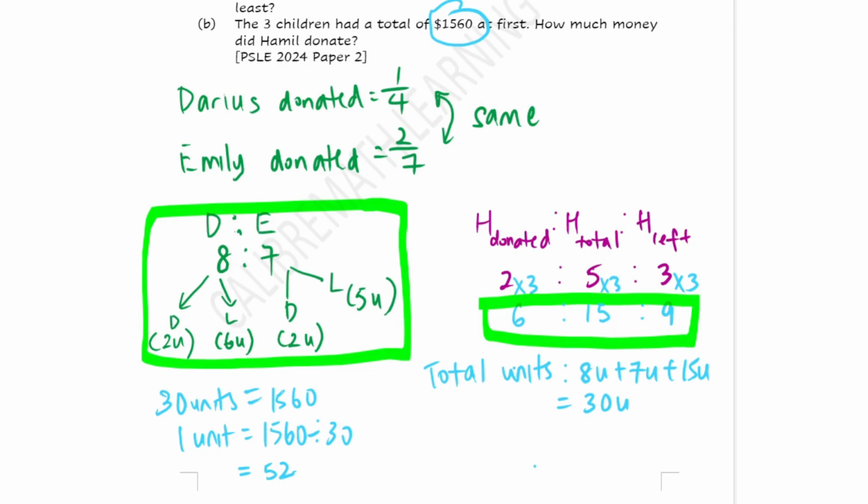The question wants us to find how much money did Hamil donate. So Hamil donated 6 units, so we can find 6 units by using 52 to multiply by 6, and that gives us an answer of 312. So the answer to part B is $312.